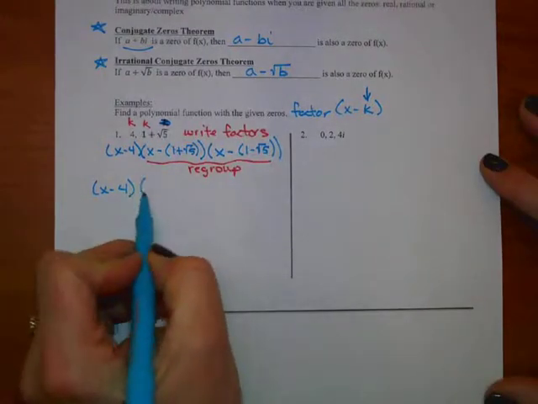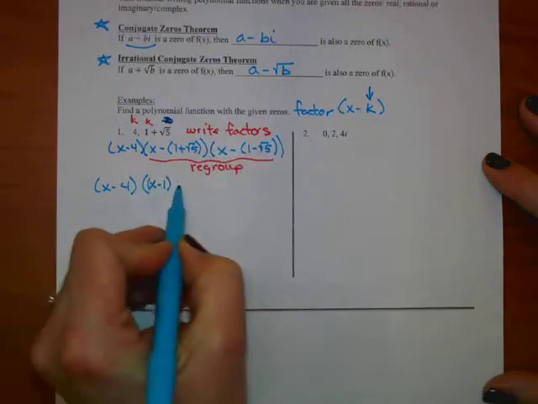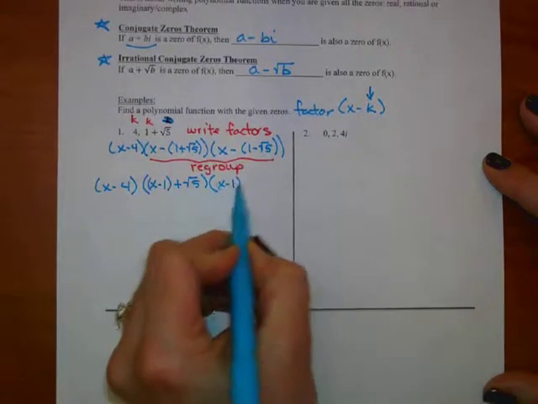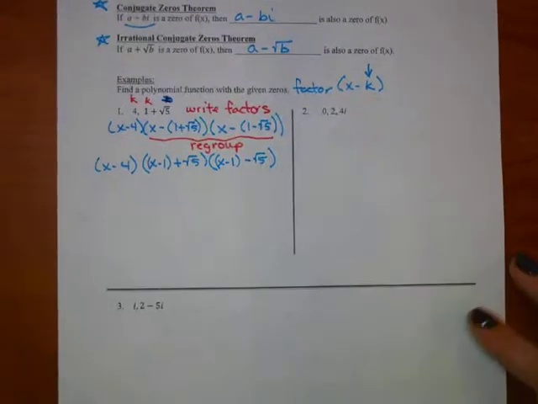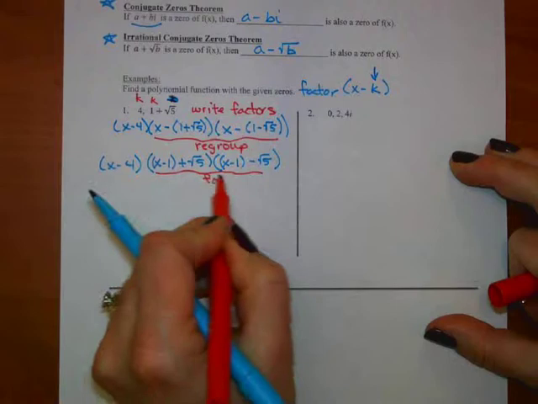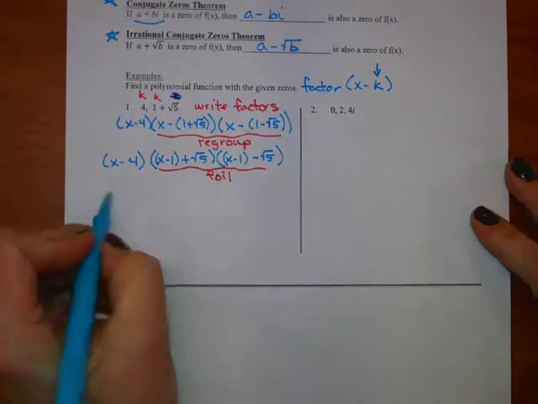So I'm going to put the x minus 1 together inside this factor plus the square root of 5. And then I'm going to do the same thing here. X minus 1 together minus the square root of 5. So I kind of regrouped so that the x minus 1 was together, and you'll see why in a second. You get that? Okay. Now what I'm going to do is I'm going to FOIL these two. The x minus 4 is still coming along for the ride.